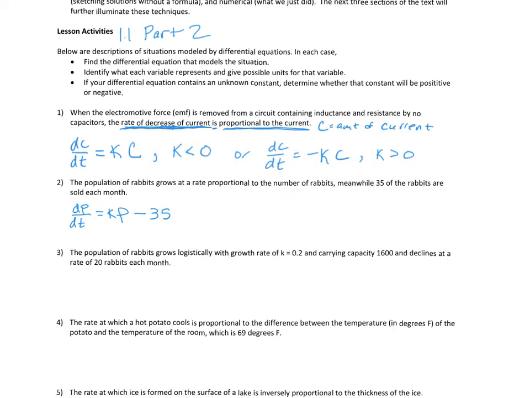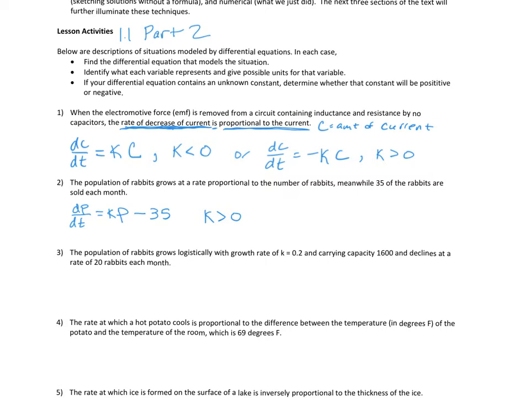You would have to put a t in there if you were writing a formula for P, population at time t, because then you would do 35 each month times the number of months t, but this is the rate of change of population per month, right? Number of rabbits per month. So my units here on dP/dt is rabbits per month, which is already the units on the 35. So it doesn't need another t. And then we should note that k should be positive because the population is growing.